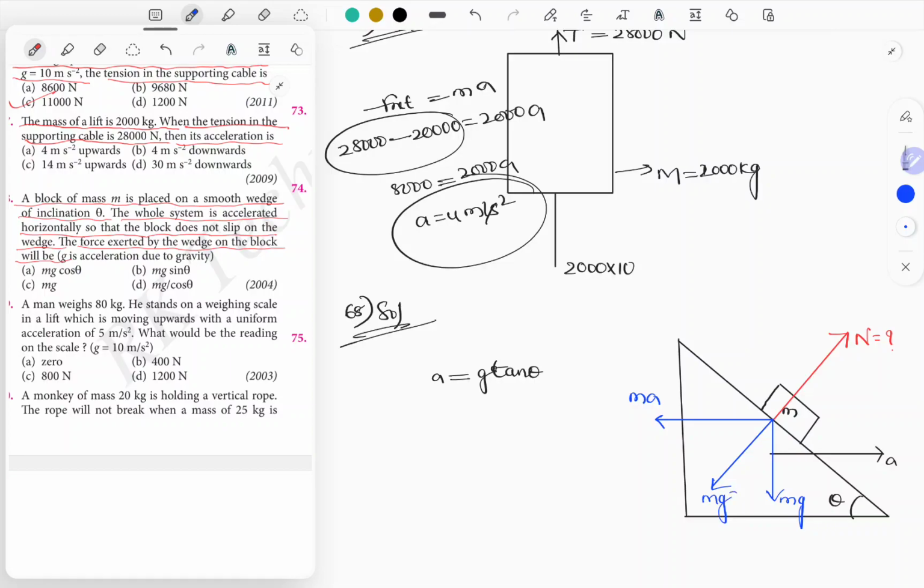Mg is going to be mg cos theta, and this component is mg sin theta. Hope we know this. So if this is theta, this is also going to be theta, right? So let me divide this also into two components, which is going to be ma sin theta. Super. Then normal reaction is equal to, try to understand this theta and this is the same. So N is equal to ma sin theta plus mg cos theta.